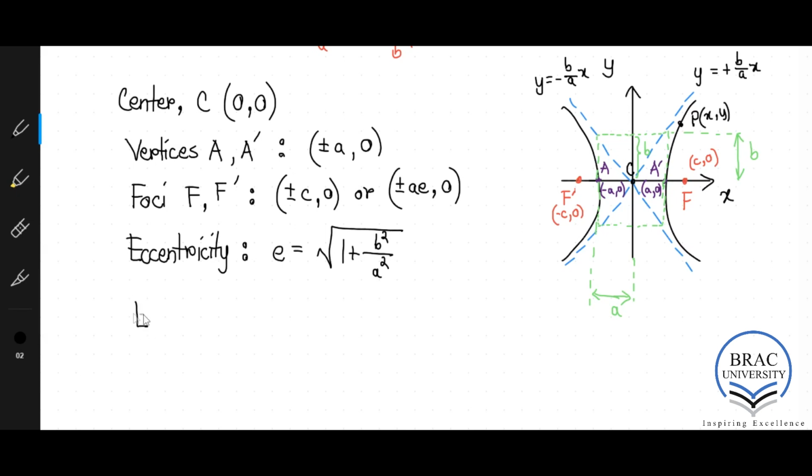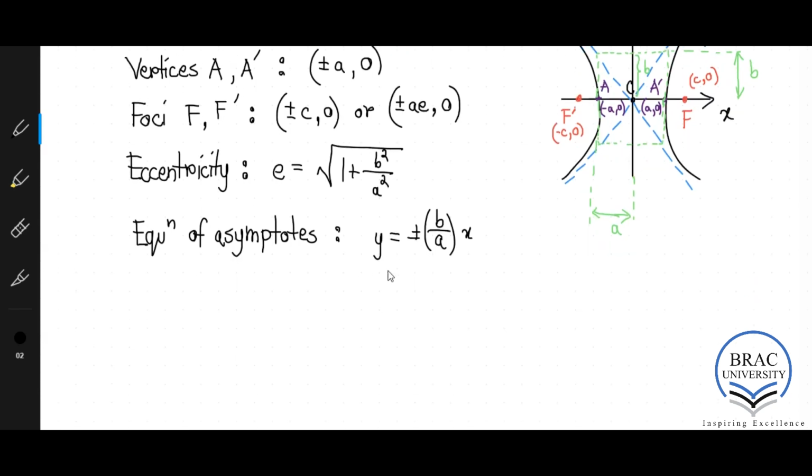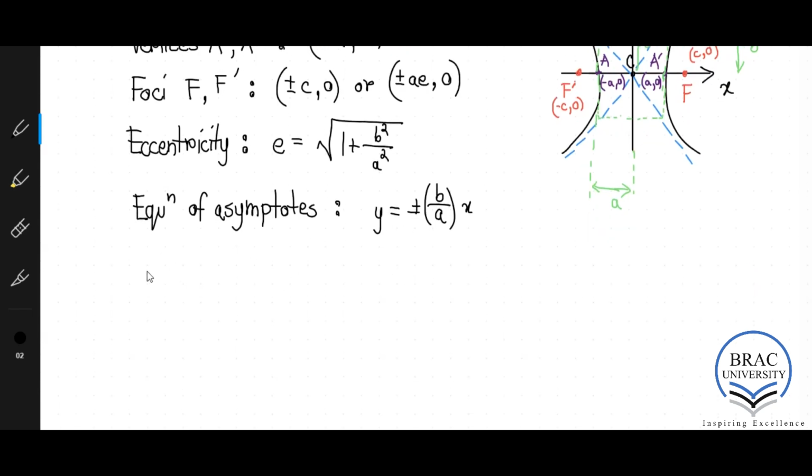So equation of asymptotes are y equals plus or minus b by a x. Now this is for this orientation. If it was flipped, we would have to switch the x and the y, right, for the asymptotes. Now, in order to define the asymptotes, we went forward and talked about a particular thing, the transverse axis and the conjugate axis.